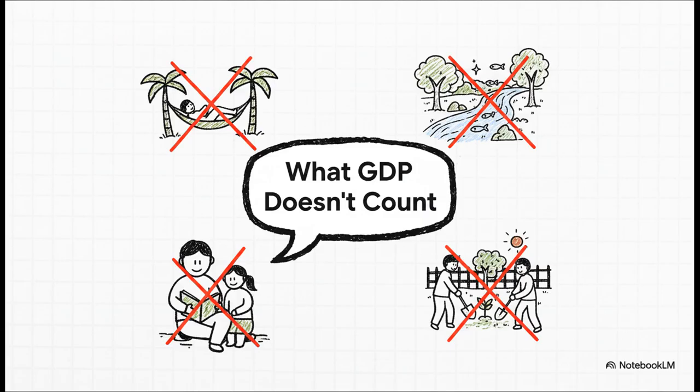Think about it. GDP doesn't care about your free time. If we all worked 80 hours a week, GDP would go up. But would we be better off? Probably not. If a factory pollutes a river to make stuff, GDP goes up, but our environment gets worse. And GDP totally ignores the incredible value of a parent staying home to raise their kids, or a volunteer at a soup kitchen, just because there's no price tag attached.